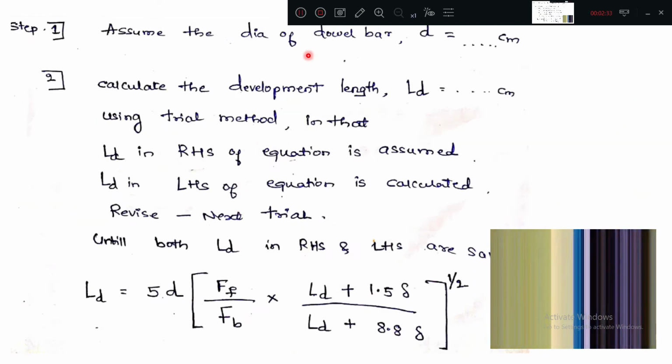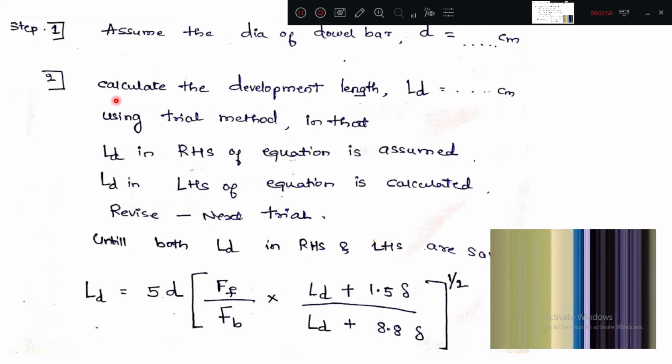Okay, how the steps should go. You remember these steps, next I am going to solve the problem and these things will repeat. First, assume the dia of the bar, small d, let it be 2.53. You should assume that in terms of centimeters.